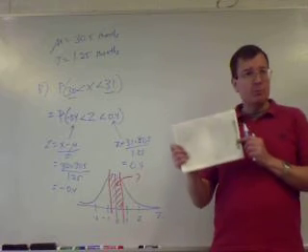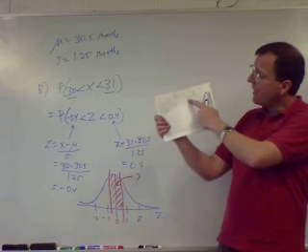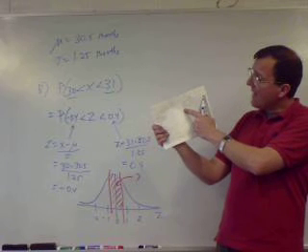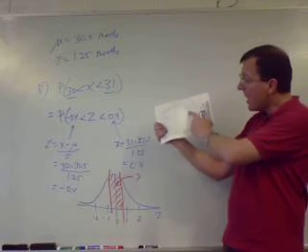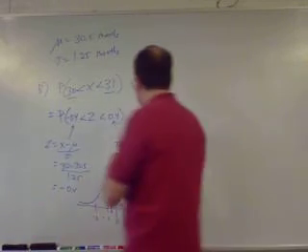Well, I go to table 2. And the area to the left of the upper one, I find the first two digits, 0.4, and then the third digit, 0. And the area to the left of positive 0.4 is 0.6554.